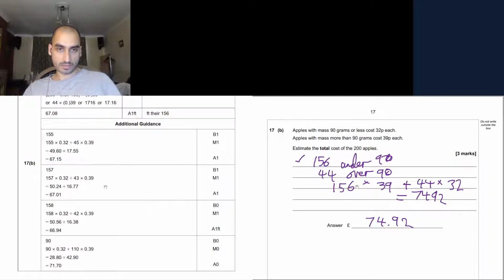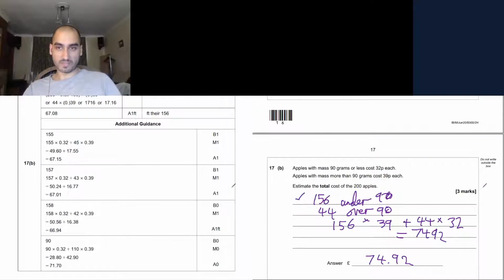I think I get 1 mark. Damn it. I think I was confused because I saw under... No, because 156 is a bigger number, I felt like it meant it was over. It was the bigger apples. How do you like them apples? I'll give myself 1 mark. I think I only deserve 1.